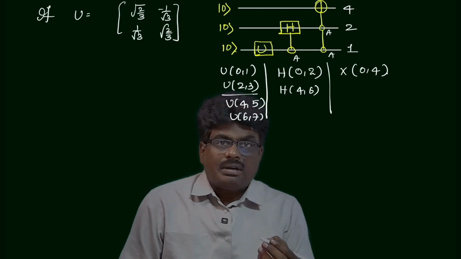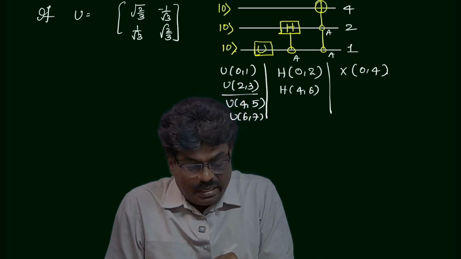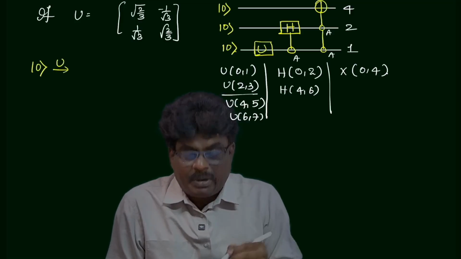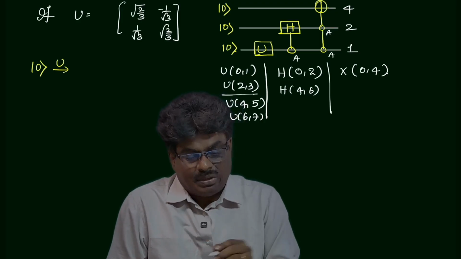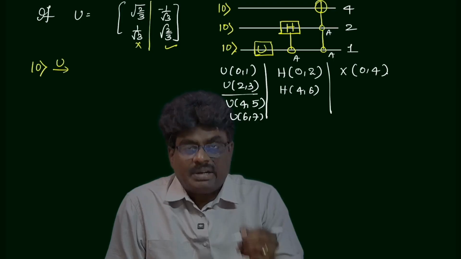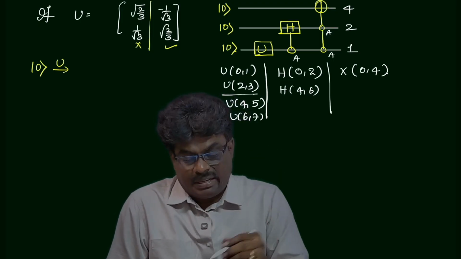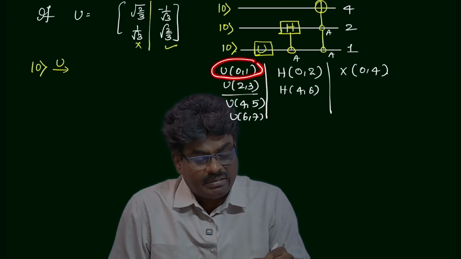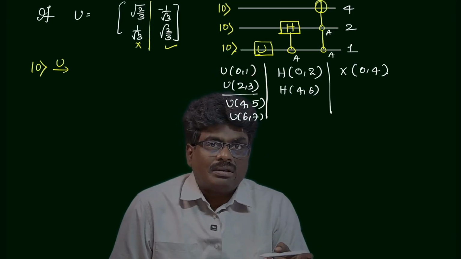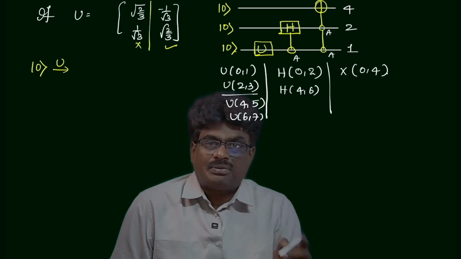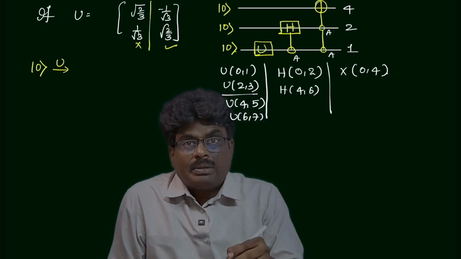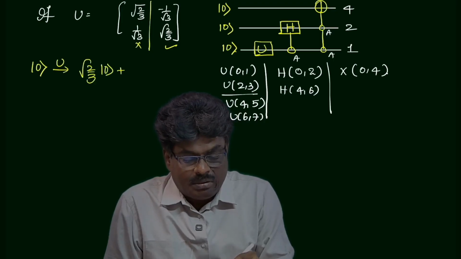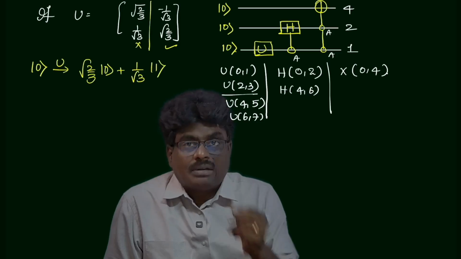Now they are asking for initial state 0, that's why I'm taking 0 only. This is very nice, please check. So u is operating on 0. Here it is off, here it is on. Now please check where this 0 is in the operations. That is u of 0, 1. That means it creates a superposition state of 0 and 1, with amplitudes from the first column, root 2 by 3 times 0 plus 1 over root 3 times 1.